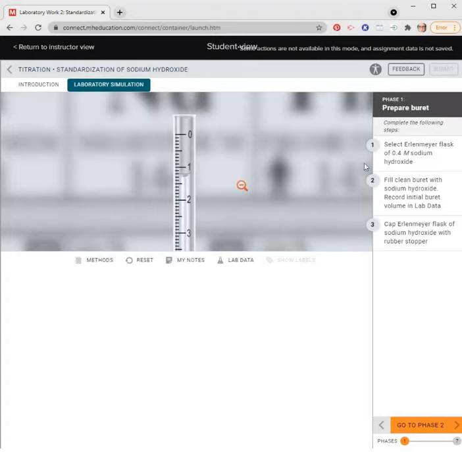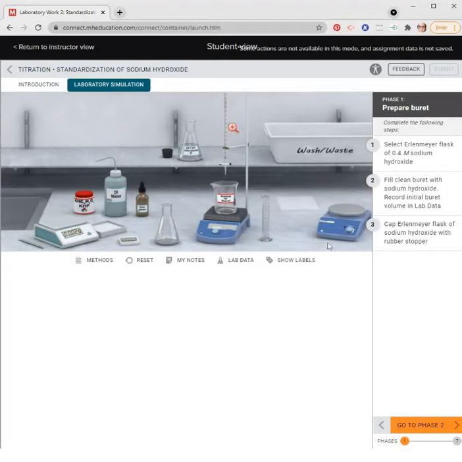Okay, so next we go to the next step. Kita zoom out balik. Dia kata fill clean burette with sodium hydroxide. Kita dah buat tadi, record dah buat. So cap the aluminium flask. Kita tutup balik sebab any chemical bottles yang kita dah buka, kita memang kena tutup balik. Okay, so done for phase 1. Kita go to phase 2.